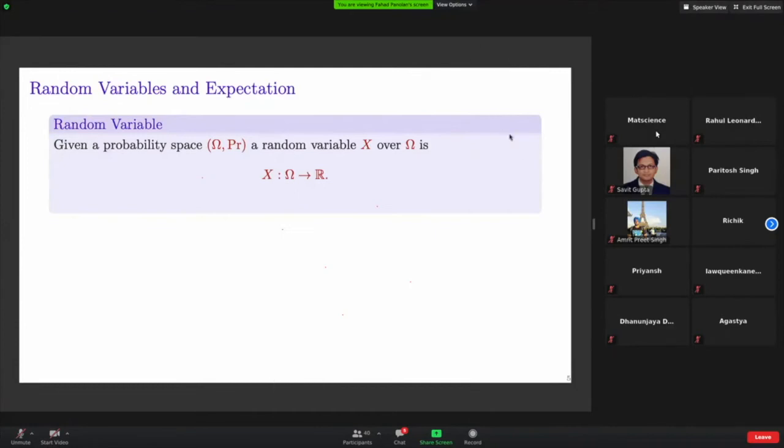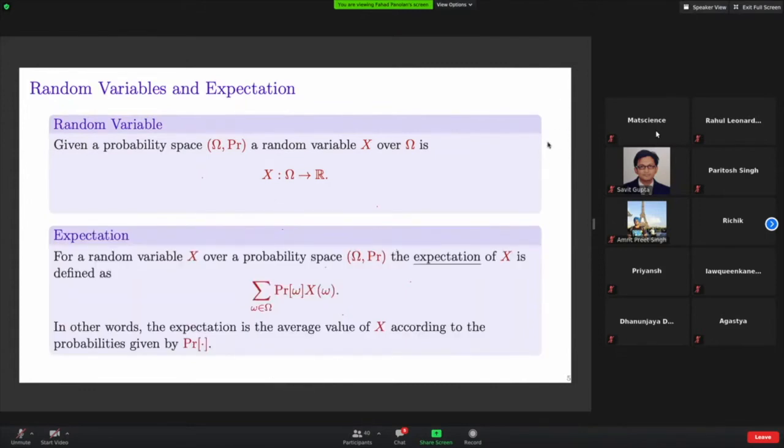Now, what is a random variable? Given a probability space, a random variable is defined over a probability space. What is a random variable? It is a function that maps every elementary event to a real number. So, a random variable is just a function.